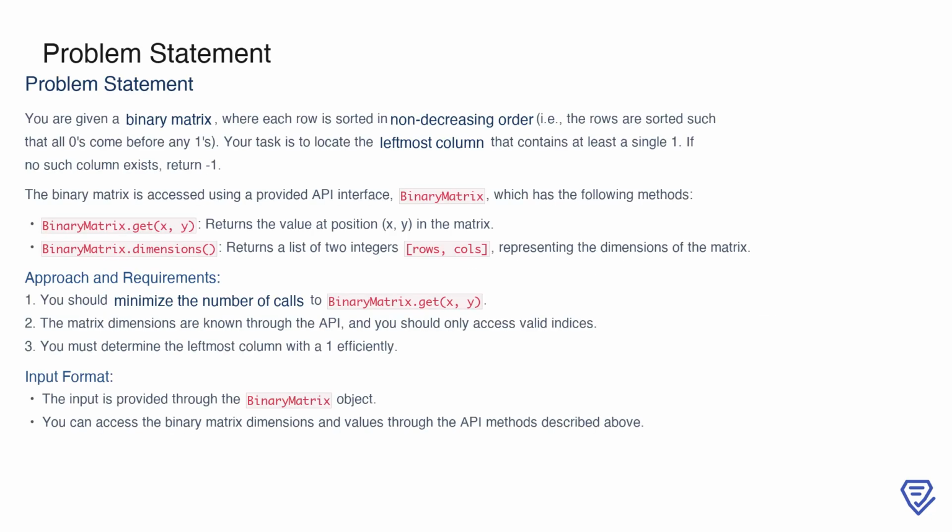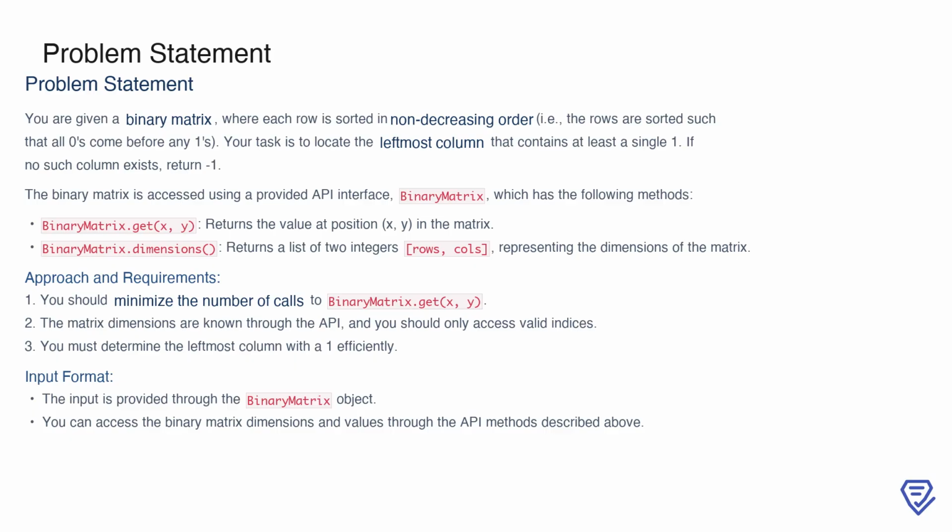In this problem, you are working with a binary matrix. A key property of this matrix is that each row is sorted in non-decreasing order, meaning that all the zeros in a row come before any ones. Your task is to identify the leftmost column that contains at least one 1. If no such column exists, you'll return -1.